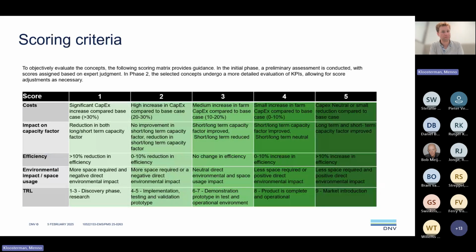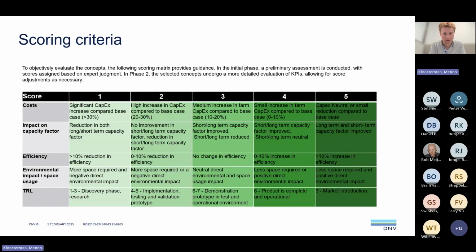In the trade-off, the initial phase, for each of the KPIs, next to the weight we assigned a score, and that we did by giving a score from 1 to 5 for each of the KPIs, where for example, for costs, if you see a significant cost increase of more than 30%, this would get a score 1. On the other hand, if it would be more capex neutral or even a reduction compared to a base case, you would get a score 5.